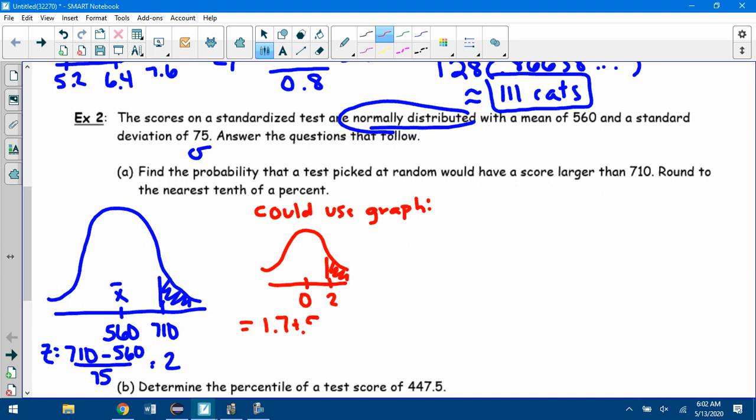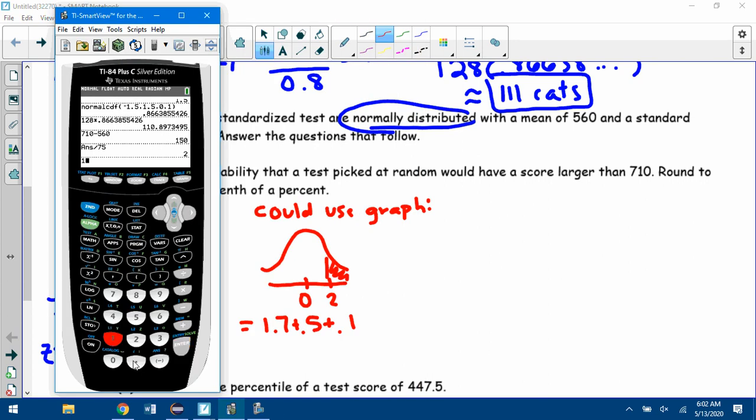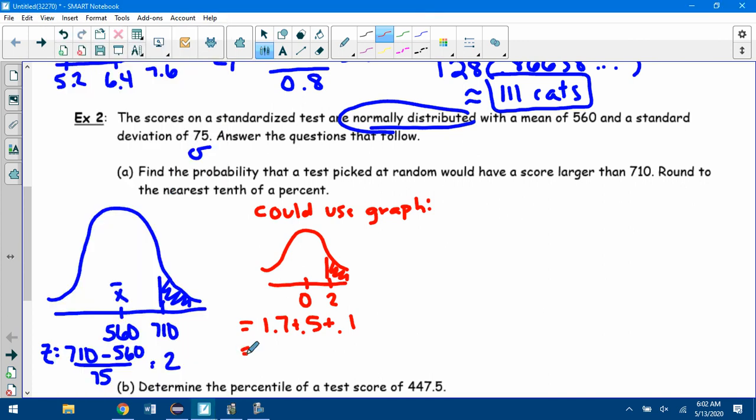1.7 plus 0.5 plus 0.1. What's that going to be? That's just 1.7 plus 0.6 if I add those two together. 2.3. So to the nearest tenth of a percent, we've got a 2.3% chance that the score falls up there.